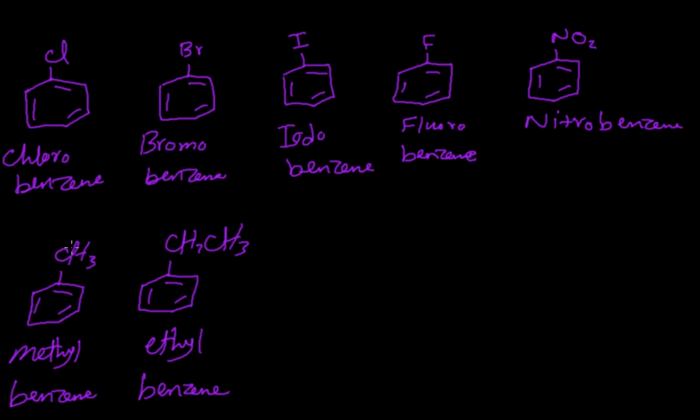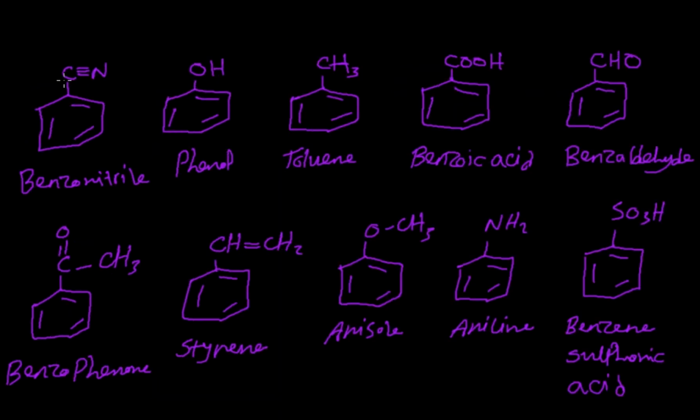If we introduce a methyl group to the benzene ring, then the compound is called methylbenzene. And if we introduce an ethyl group to the benzene, the compound should be called ethylbenzene. There are still more examples of monosubstituted benzene, such as if we substitute a cyano group for a hydrogen atom in the benzene, then we get benzonitrile. If we introduce a hydroxyl group to the benzene ring, now we get a group of compounds called phenols. So this compound is called phenol.